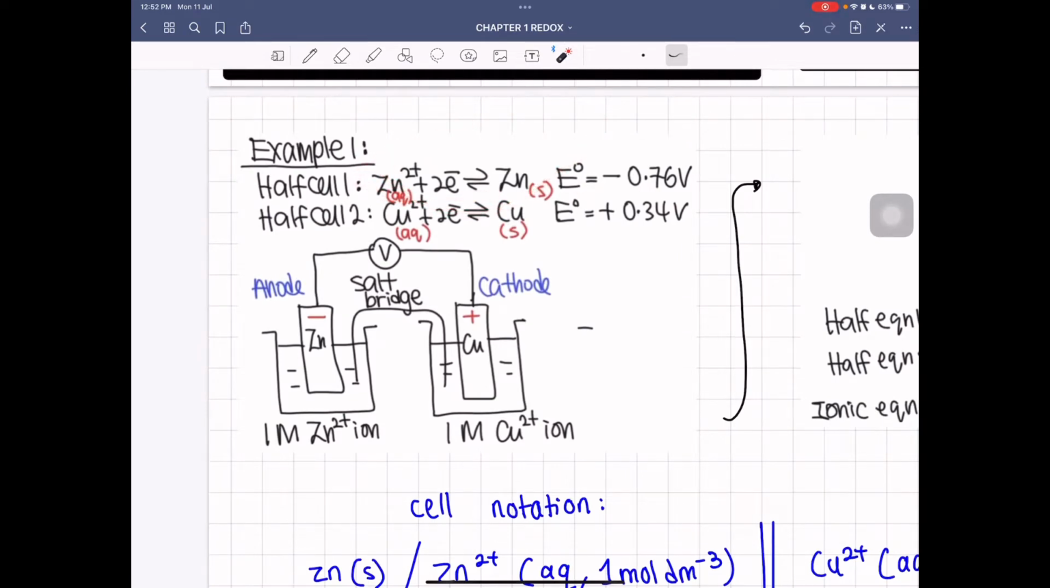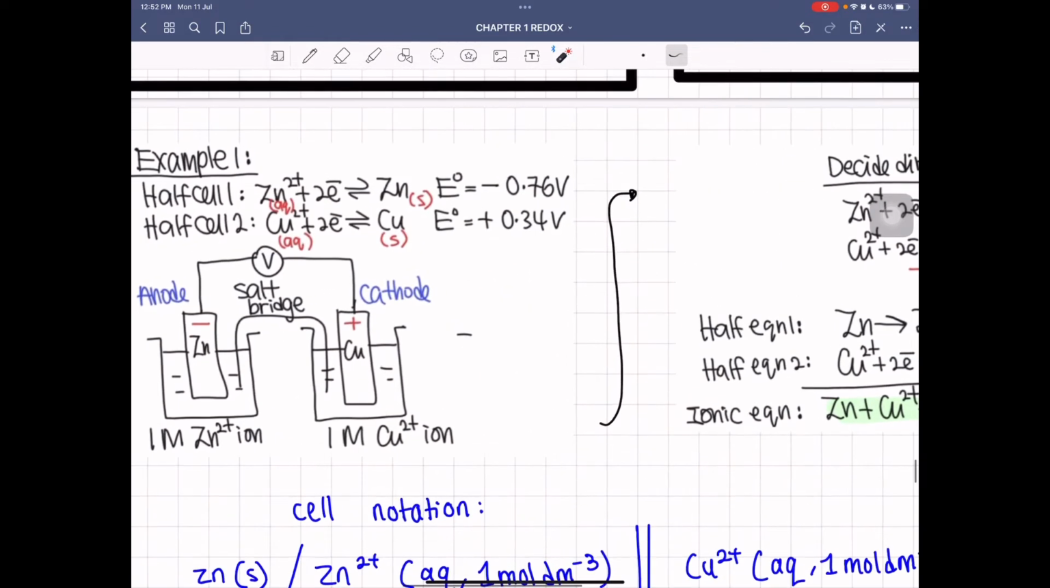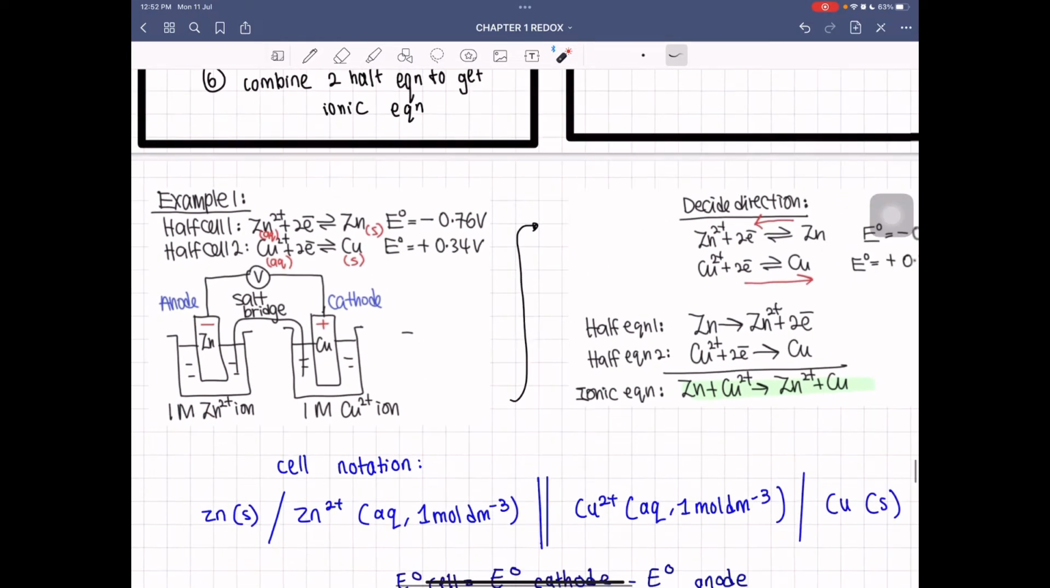the information about the half cells over here. So we have the half cell for zinc, half cell for copper. This is the E-naught value for each half cell. Now remember, we can draw the diagram if you want to, or if you don't want to, that's fine. But you know what, it's probably best if you do it.